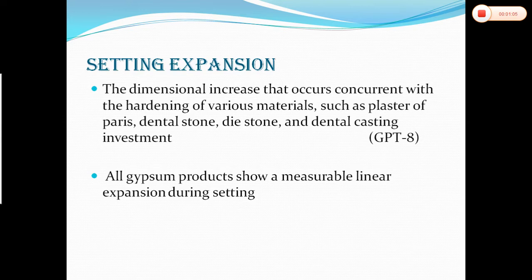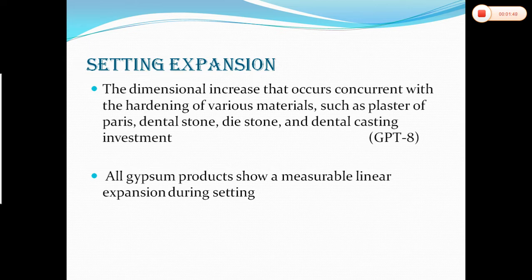Why and how it occurs, let us see. The dimensional increase that occurs concurrent with the hardening of various materials such as plaster of Paris, dental stone, die stone, and dental casting investment is known as setting expansion. It means once the dental plaster or dental stone or die stone is set, it increases in its volume beyond the actual size. It becomes more than the actual size. So it is known as setting expansion.